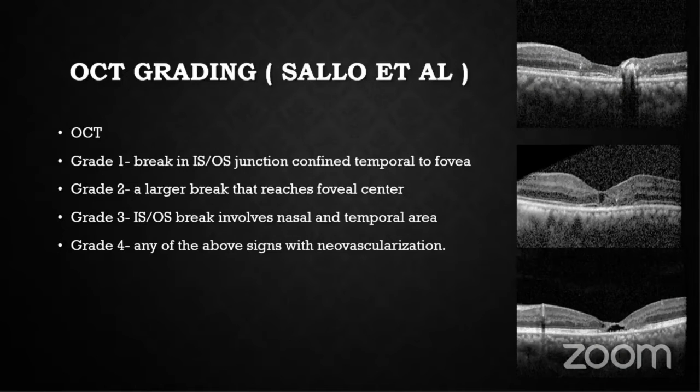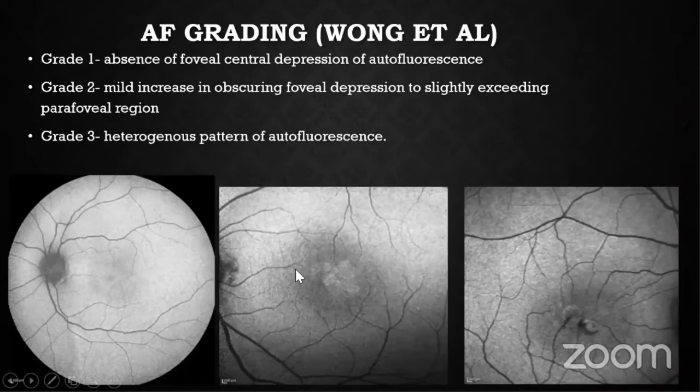That is grade 1, break in ISOS junction, confined temporal to the fovea. Grade 2, it has reached the foveal center. Grade 3, it is nasal and temporal to the fovea. And grade 4, any signs of neovascularization. FAF grading done according to Wong et al.